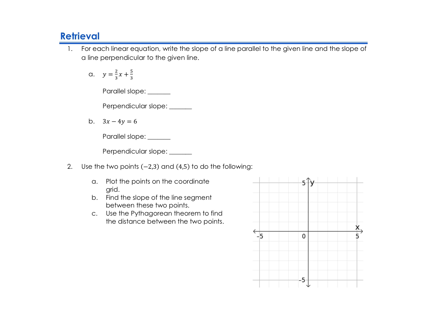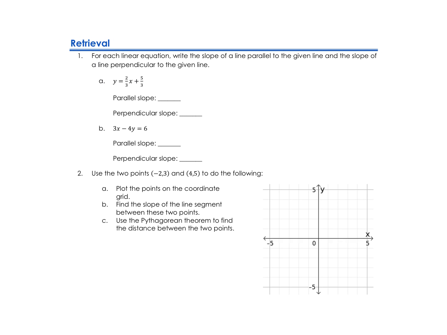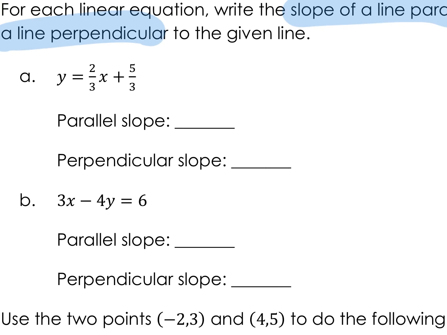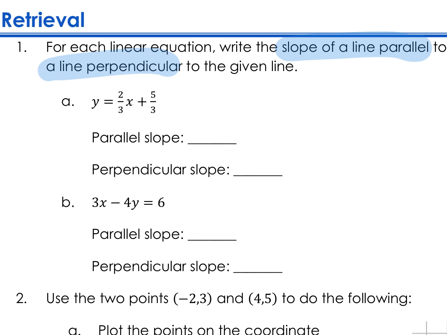On the next page, we've got just some practice here, so let's look through this together. This is our retrieval. So for each of these equations, we want to write the slope of a parallel line to the given line, and the slope of a perpendicular line to the given line, all right? Well, let's look at this. What's the slope of this line? Well, this is in y equals mx plus b. So m, the slope, is 2/3. So the parallel line will have a slope of 2/3. The perpendicular slope will flip and become the opposite, right?